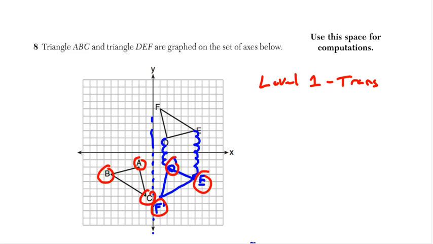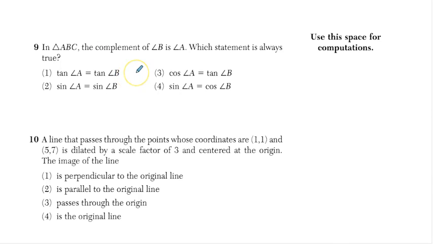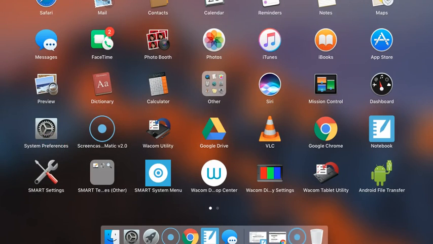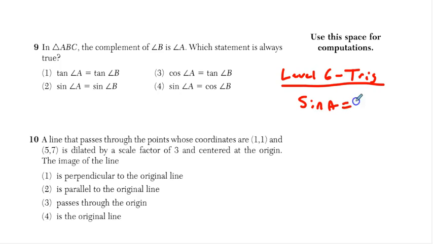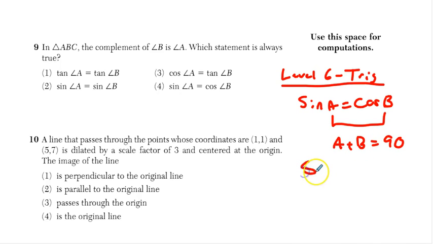Okay, number 9. This is literally just memorizing a formula. Well, what is all this? Okay, so this is from level 6, where you learned about trig. There's 2 formulas you need to know. The first one is the sine of A is equal to the cosine of B when A plus B equals 90. That's important. And the follow-up to that is the sine of A is equal to the cosine of 90 minus A. All right? So those are the formulas you have to learn from that level.